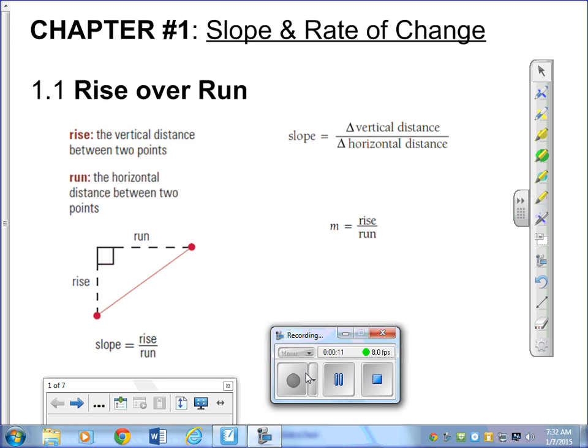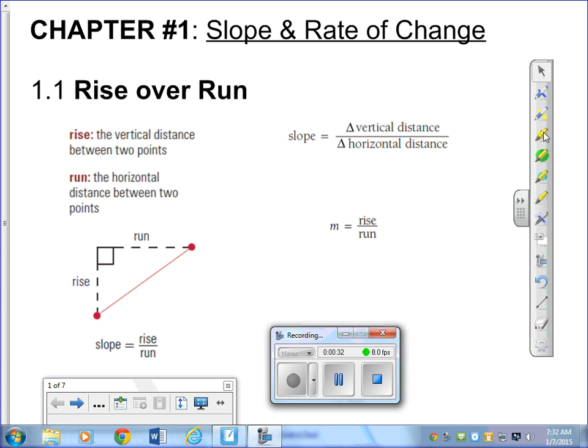Today we are going to start in Chapter 1 with the first part of Chapter 1, and all of Chapter 1 is referring to slope and rate of change. You have previously in your math experience talked about each of these, so there should be many moments when you should be thinking to yourself, yeah, I've done this before.